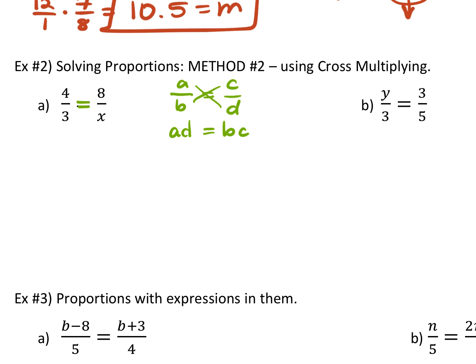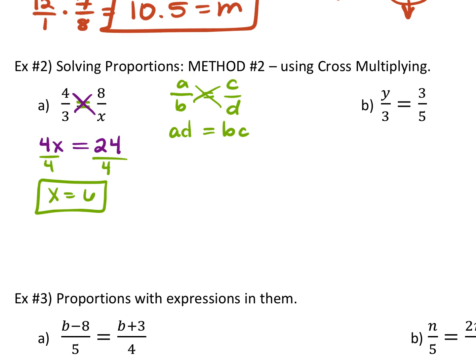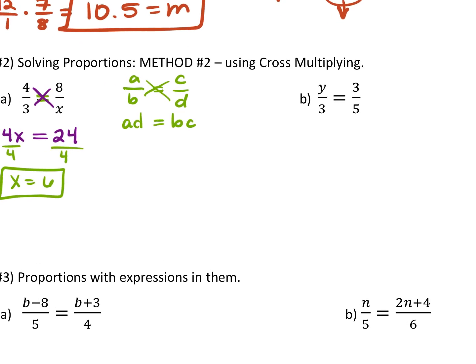Okay, so here's what I want you to do. You're going to go 4 times x, and then make sure you put an equal sign in, and then you go the other way, 3 times 8. So 4x equals 24, okay? Now it's just general algebra. What do you do? Divide by 4. So you solve that equation and x equals 6. Okay? You like that better? Most people do.